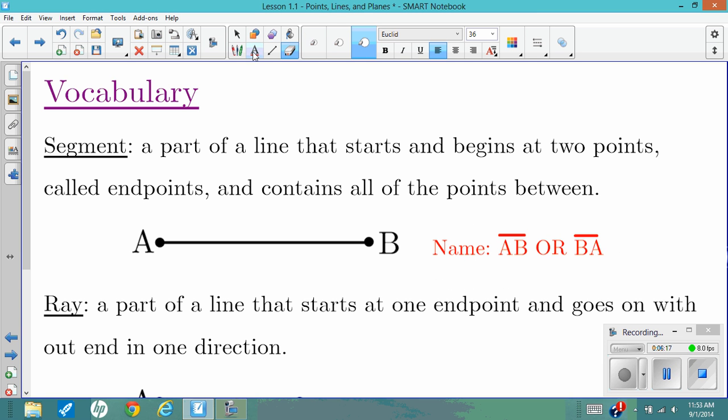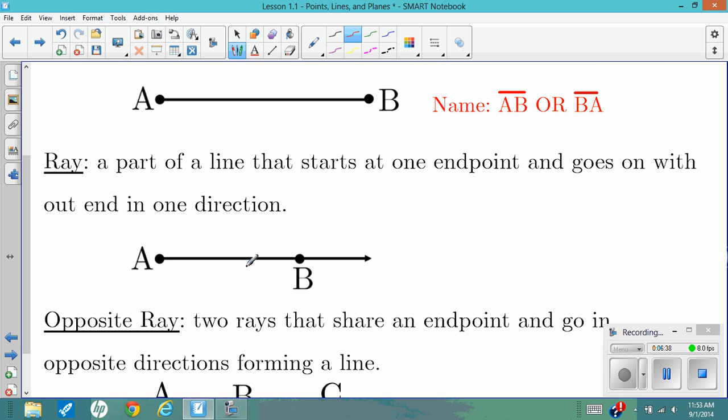Notice on the top I have a segment. It's not a line, it's a segment, so there's no arrows. I don't need to put the points on the end. I just put that little bar over top, and that says segment BA and segment AB. Both are correct. It just depends on which order you want to go in.